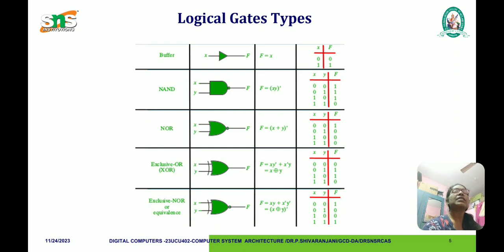The next case is exclusive NOR. It is an inverse of XOR. Here we can represent it with the XOR symbol with a complement. So it acts as the inverse of XOR.